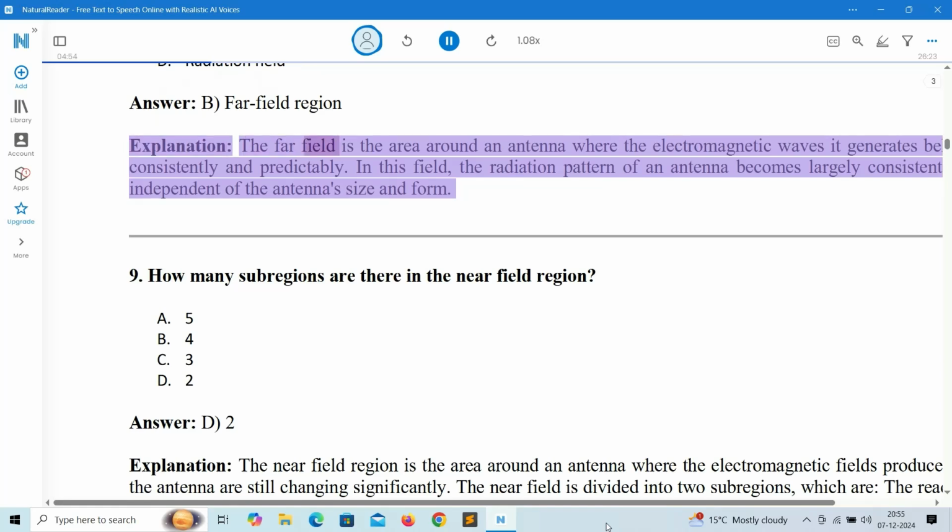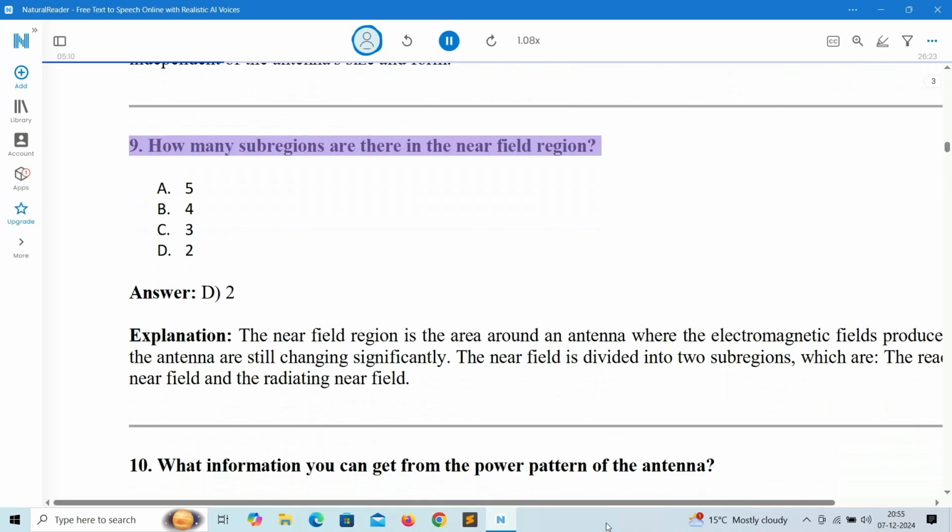Explanation: the far field is the area around an antenna where the electromagnetic waves it generates behave consistently and predictably. In this field, the radiation pattern of an antenna becomes largely consistent and independent of the antenna's size and form.